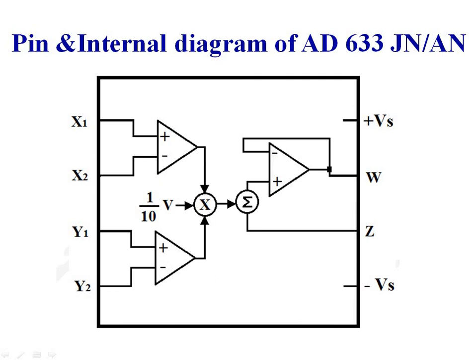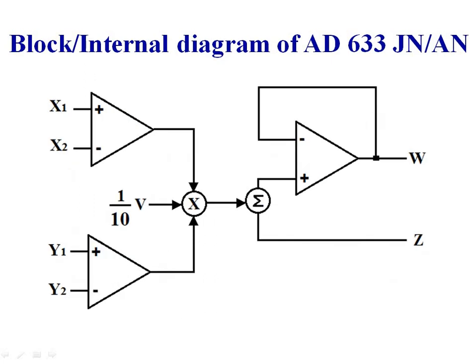This is the internal diagram of AD633 JN/AN. Block diagram of AD633 AN/JN. So the internal diagram consists of 3 operational amplifiers, 1 analog multiplier with 3 inputs and 1 2-input summing amplifier.